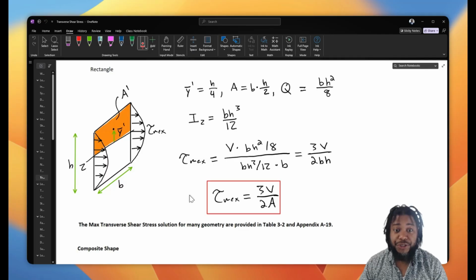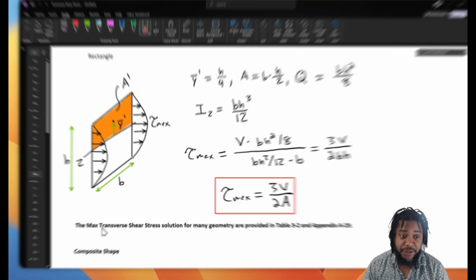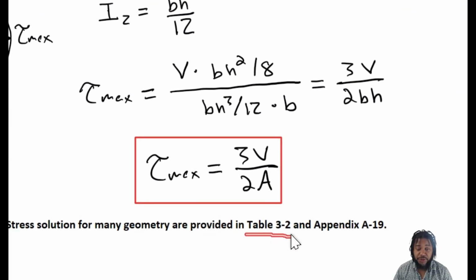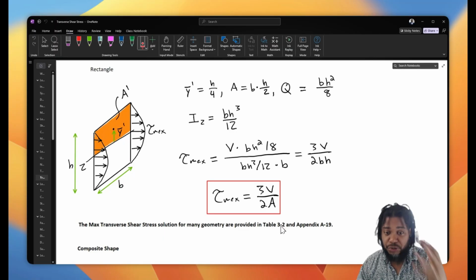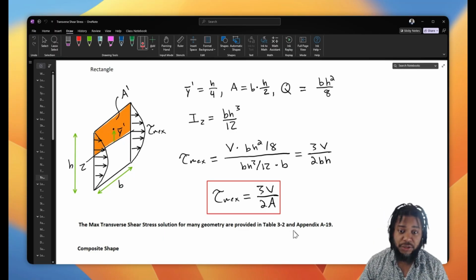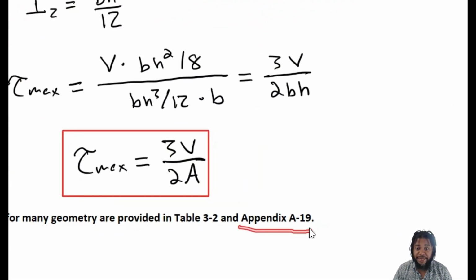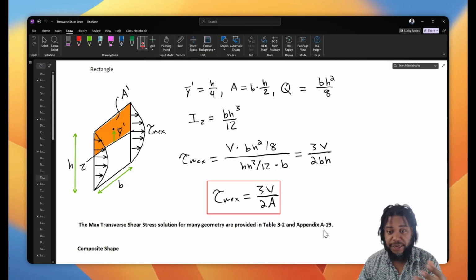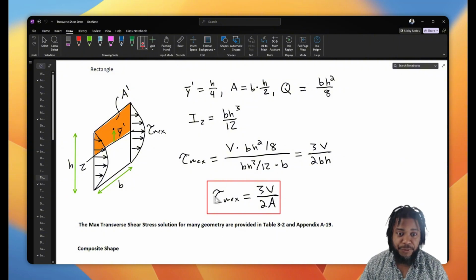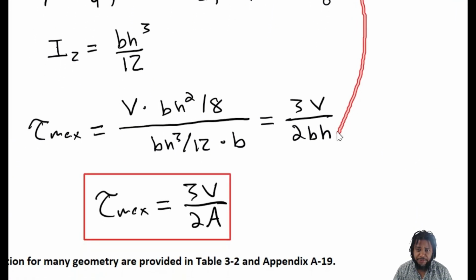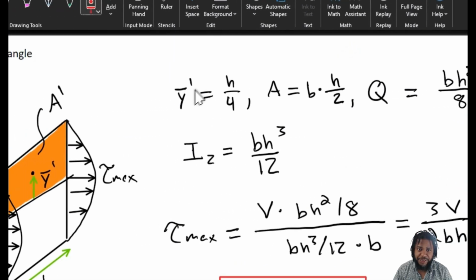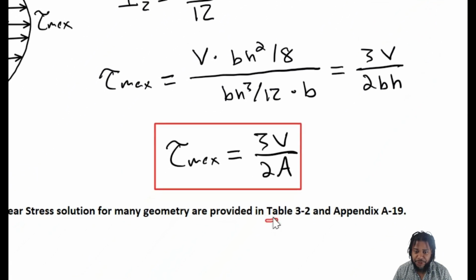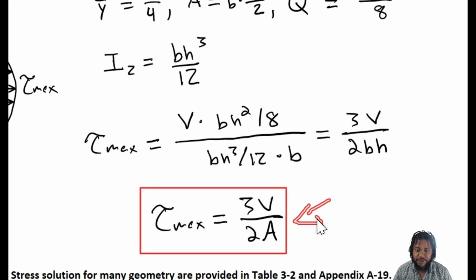But there are other geometries where we might want to find the maximum transverse shear stress. So in our book, in table 3.2, we have some examples for circular cross sections and triangular cross sections. But also in our appendix A19, we have solutions for T-beams and I-beams and other types of interesting beam shapes. So 90% of the time, we don't have to go and try to derive the solution from first principles. Instead, we can use these tables, get our max value, and then start to try to solve our problems.